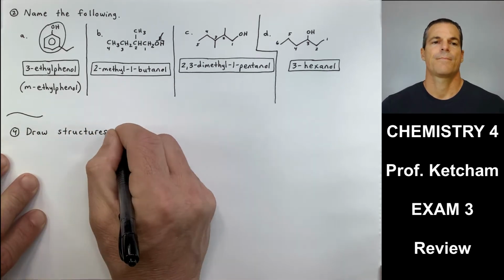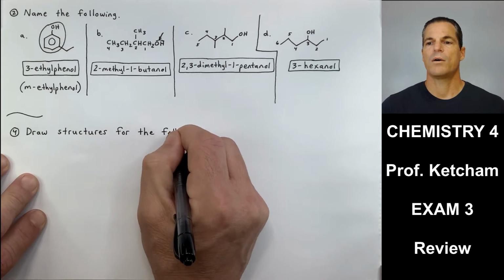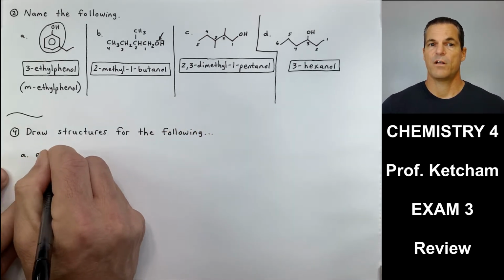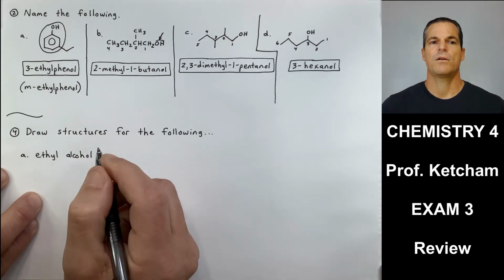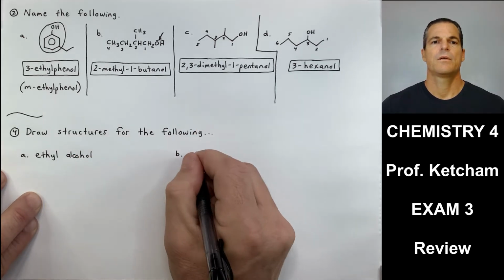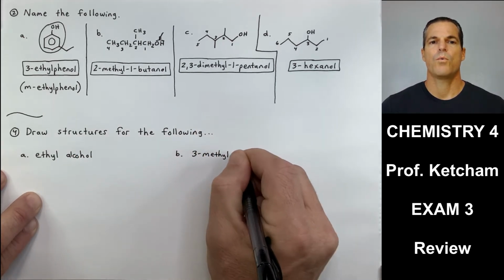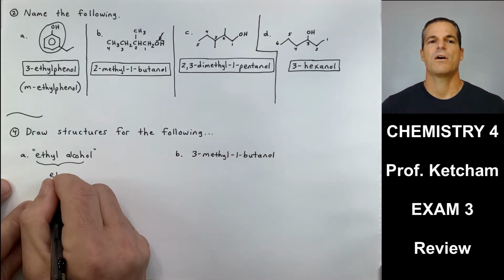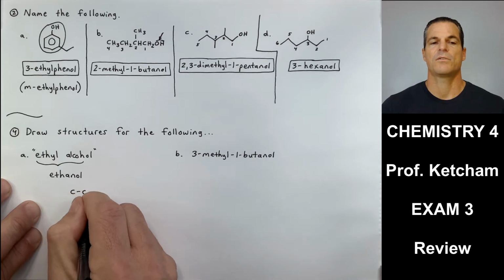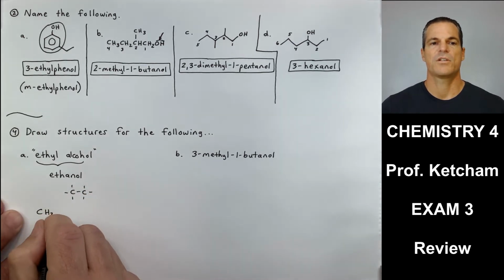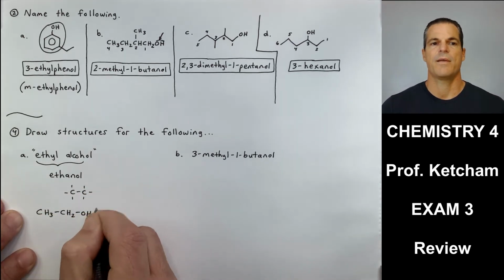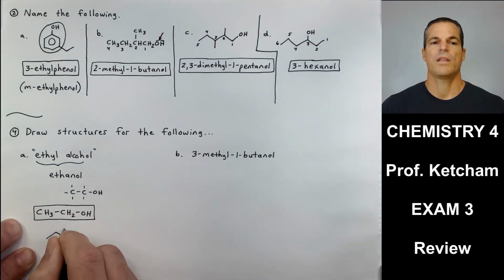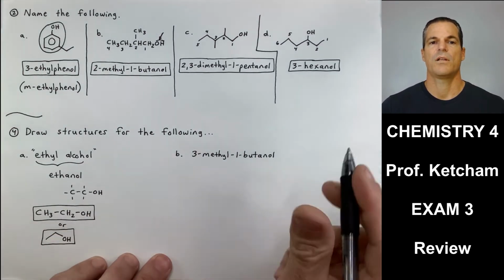All right, chapter 12, number 4. Draw structures for the following. A, ethyl alcohol, that's a common name. And B, 3-methyl-1-butanol. That's an IUPAC name. So ethyl alcohol, its IUPAC name is ethanol. It's 2 carbons. Put the OH on either carbon, it doesn't matter. You end up with CH3CH2OH, or the line angle structure below it.